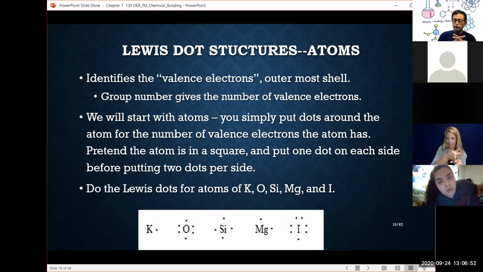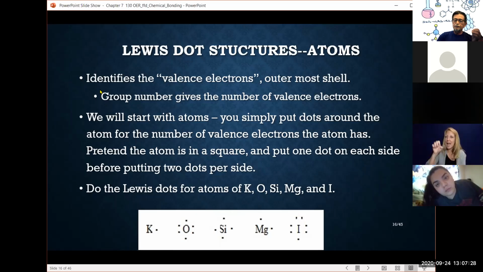Okay, so potassium is in group 1. 1 dot represents 1 valence electron. So those dots represent the number of valence electrons. You go across all the way to iodine, it's in group 7, 7 valence electrons. Therefore, its Lewis dot structure is given as follows. Okay, magnesium going to the left from iodine. Group 2, silicon group 4, oxygen, obviously group 6. So those are for the particular atoms.